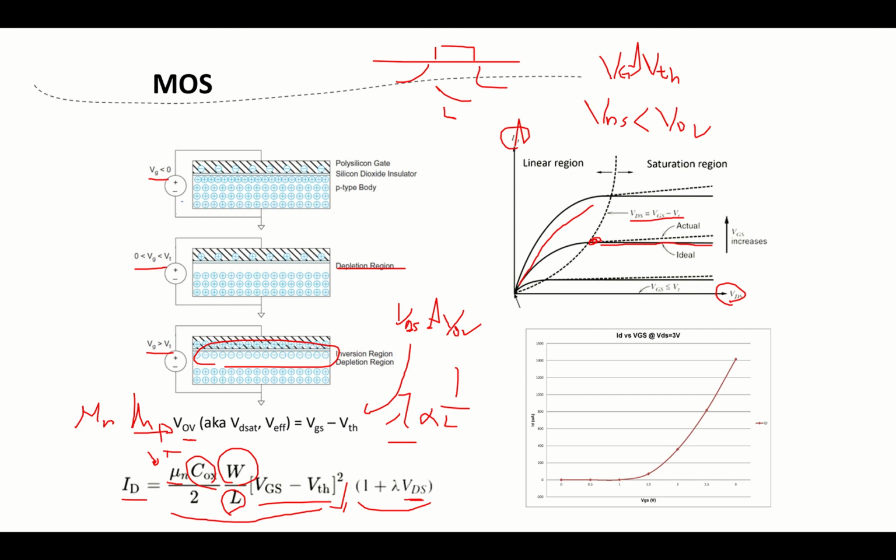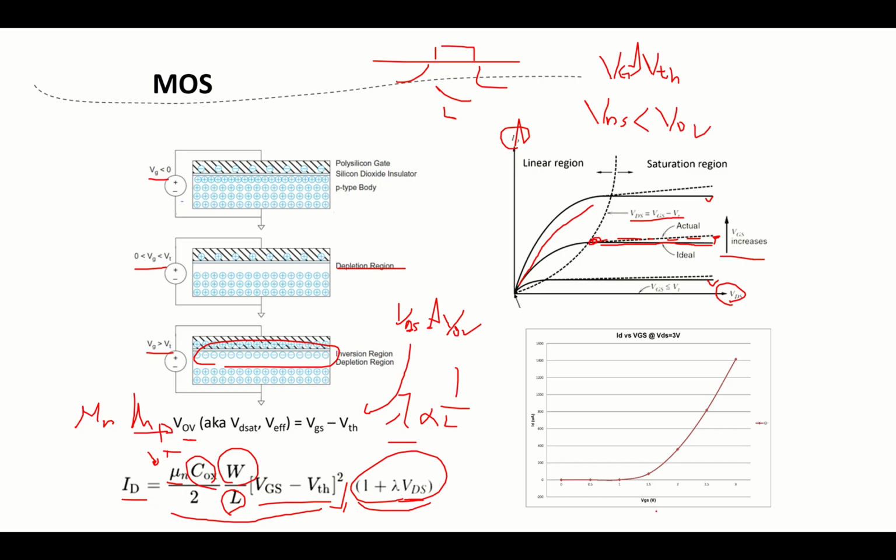And if we count in actual reality, if the length of a MOS is very small, we can see VDS will slightly increase the current. That's where this plays a role. And also, if we keep increasing VGS from here to here, we can see the current increase based on the equation over here.